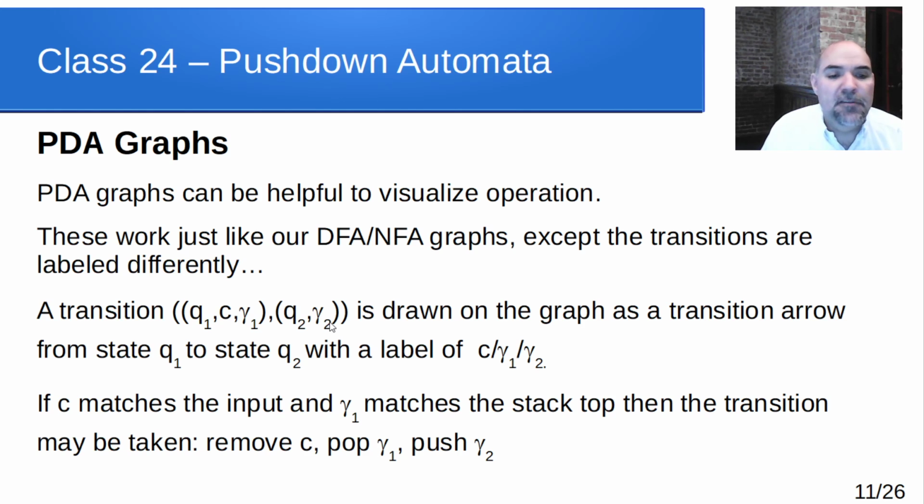So in other words, if C matches the input and gamma 1 matches the stack top, then the transition can be taken. And when we do that, we basically remove C from the input. We consume that input. We pop the gamma 1 off the stack. We push gamma 2 back onto the stack. And note that gamma 1 could be lambda, meaning we don't look at the stack and nothing gets pulled off of it, but this gets pushed in place of it. Or this could be lambda, meaning we pop this off or replace it with nothing. Those are allowed.